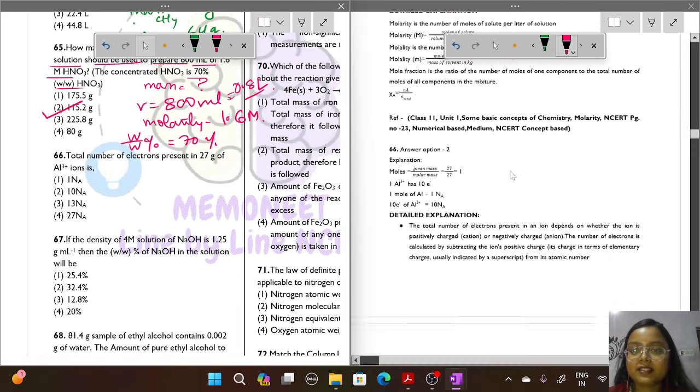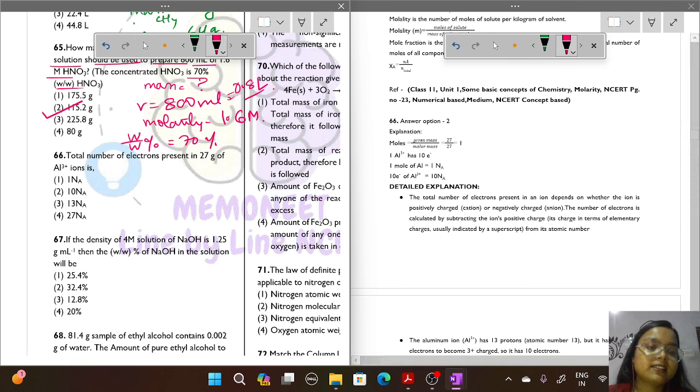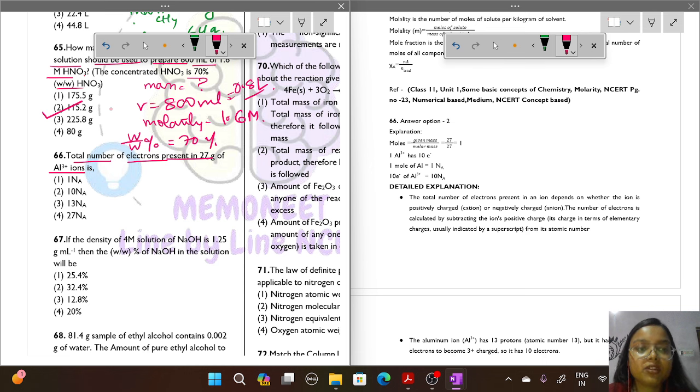Question number 66. The total number of electrons present in 27 gram of Al plus 3 ions. Mass is 27 gram and it is asking for the total number of electrons.